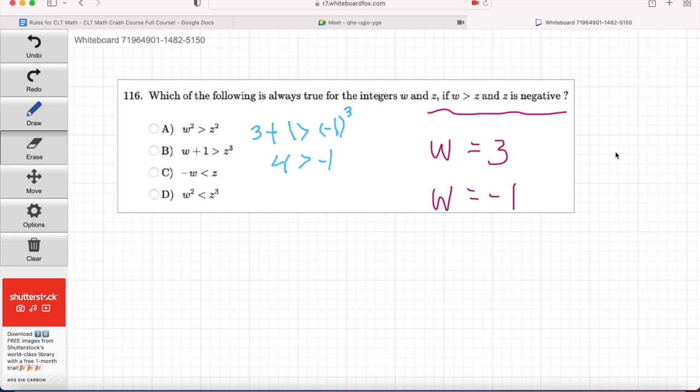So keep it, right? That's why we can't just stop when answer choice A worked, when we're plugging in values of our own. We've got to test them all. Let's try answer choice C. True statement? Yes, also a true statement. Let's try answer choice D.